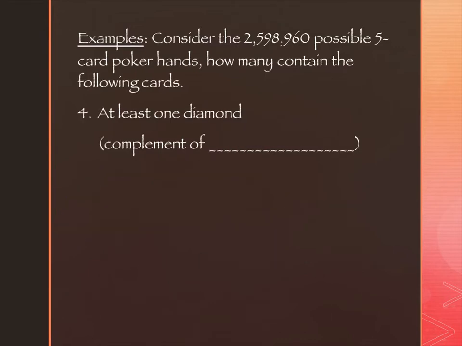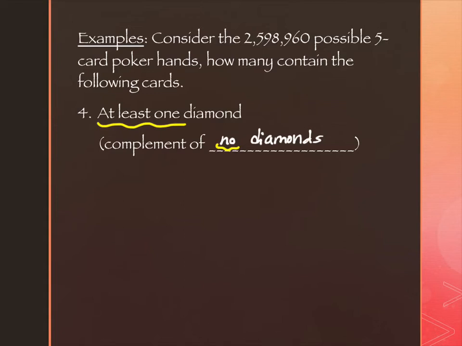Okay. So the next one wants us to have at least one diamond. So what is the complement of at least one diamond? No diamonds. And I hope that at this point you see that this phrase "at least one" translates into "no" when we look at the complement. Having at least one is the opposite of having none of the same thing. So they go hand in hand.